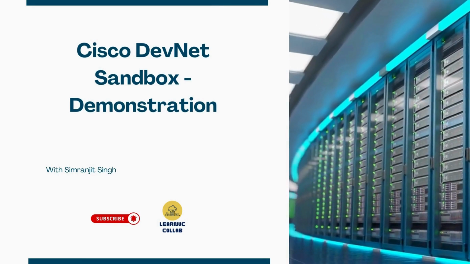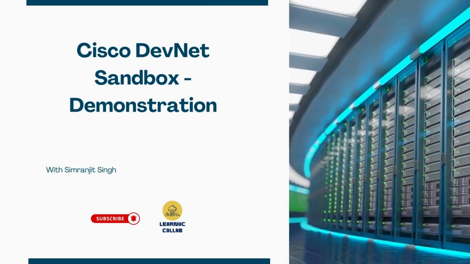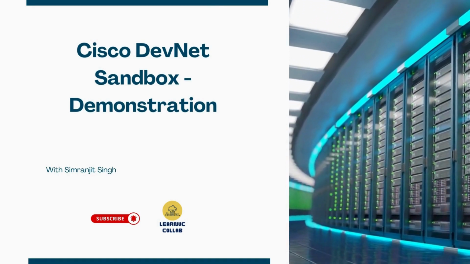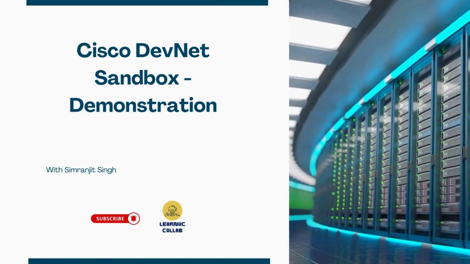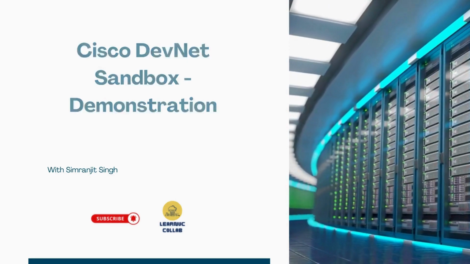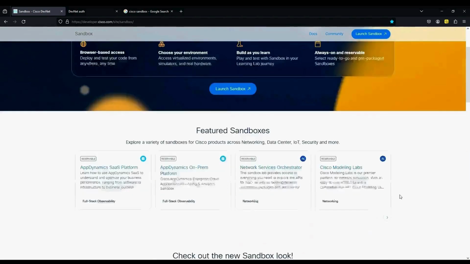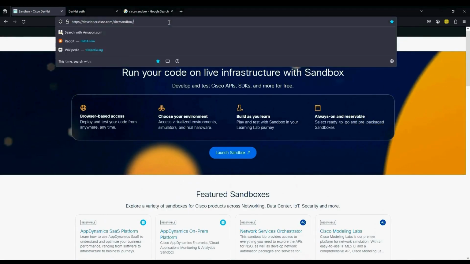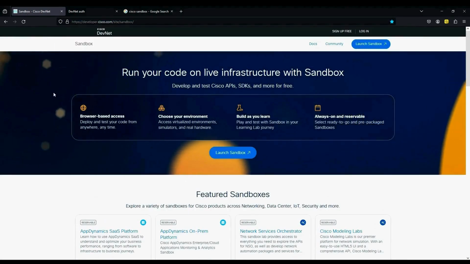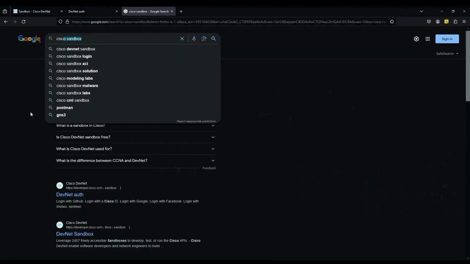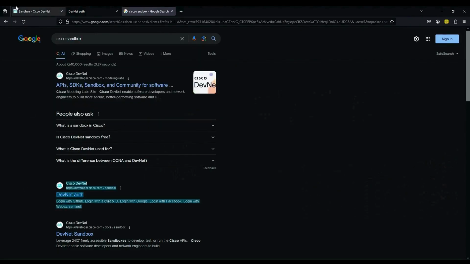In this video, we will go over the process of accessing Cisco's Sandbox solution and understand different options with respect to the availability of resources. In order to access the Sandbox environment, you can either go to the portal directly if you have its direct link, or you can simply Google Cisco Sandbox and click on the appropriate link.